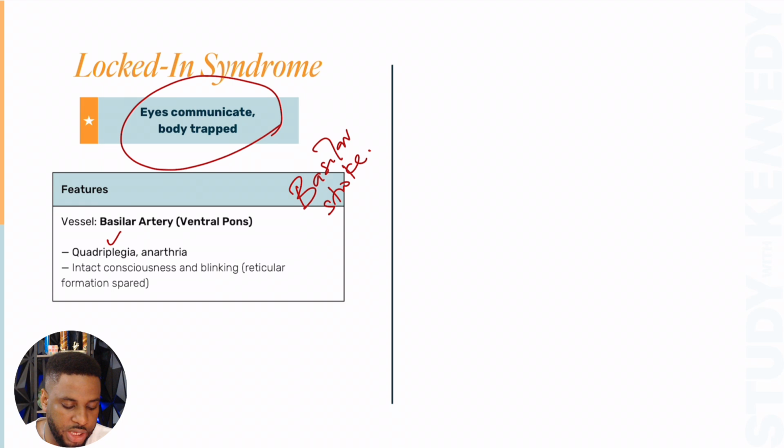This is locked-in syndrome. The patient is conscious. Consciousness is intact. They can blink. They can do anything with their eyes, but they cannot do anything else other than move their eyes. Okay, that is what we call locked-in syndrome. And I think you can make sense of it. Imagine somebody just lying down there like that, moving their eyes. They are locked in their body. It's like they're trapped in their own body. This is what locked-in syndrome is.